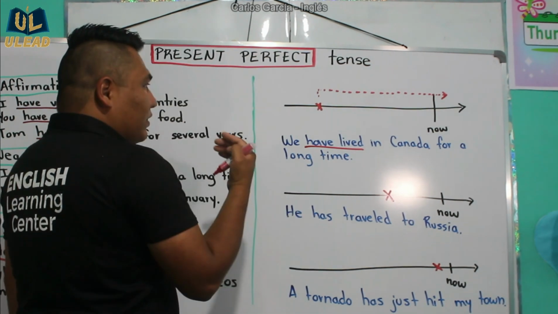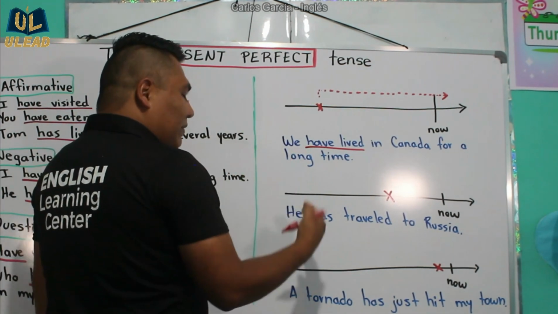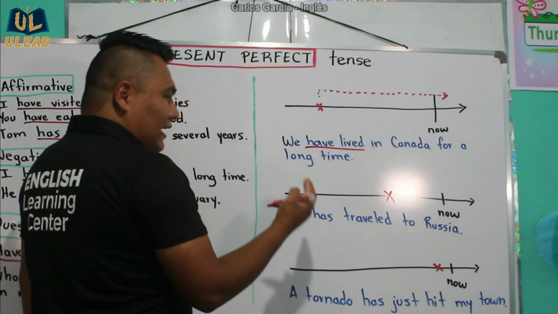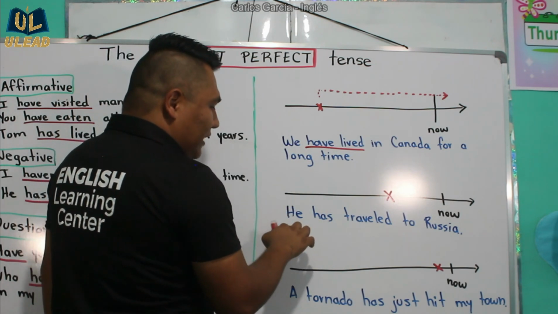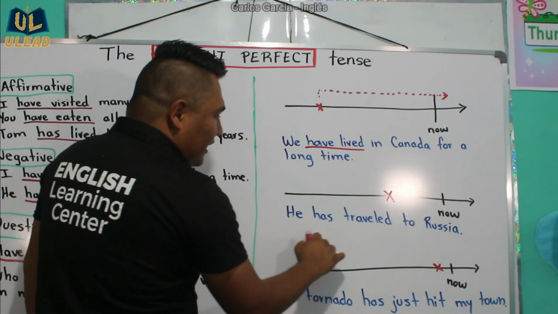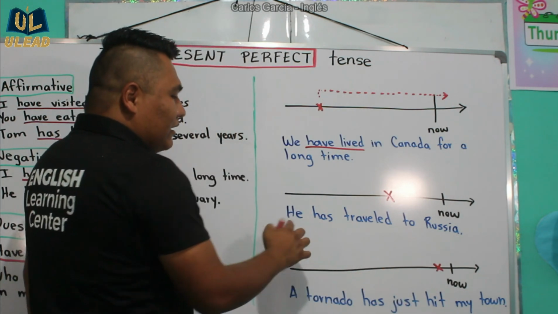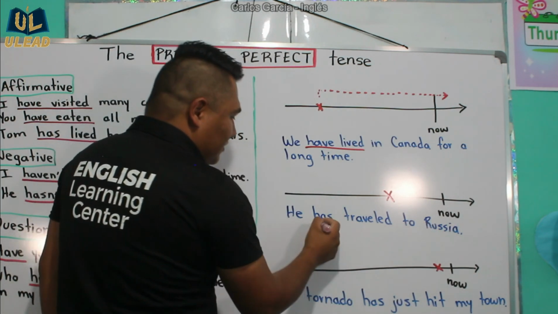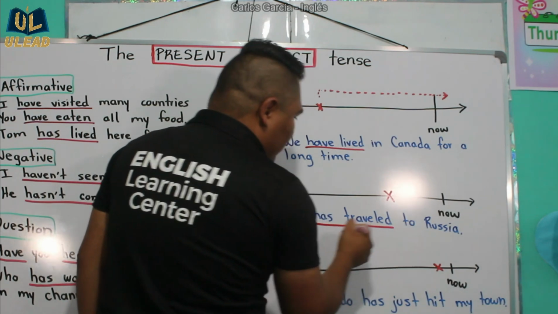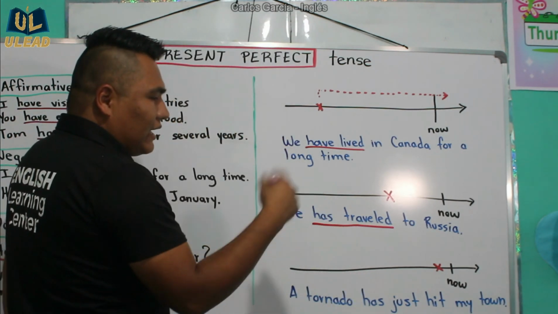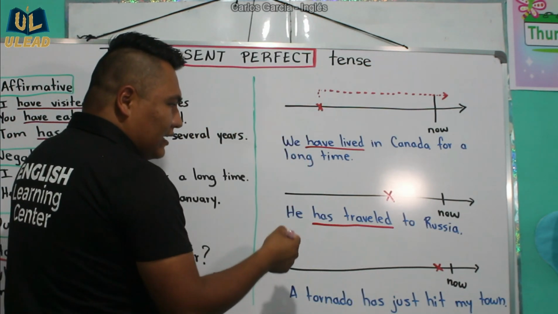Second, we use the present perfect tense to talk about an event that happened at an indefinite time in the past. For example, he has traveled to Russia. When? We don't know, okay? But he has traveled to Russia. So he has traveled, okay? To Russia, to Alaska, China, Canada, any other place.